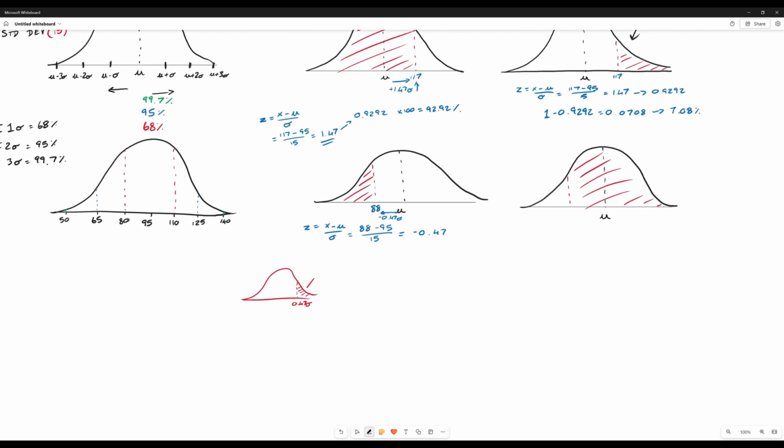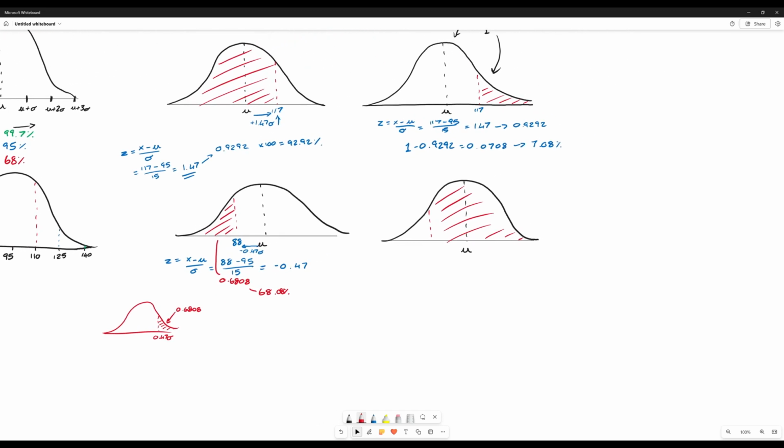So that means in here is 0.6808, but that means in here is also 0.6808. That's how that works. Now, again, you can change that to 68.08%. Just to, again, I left out the 8.